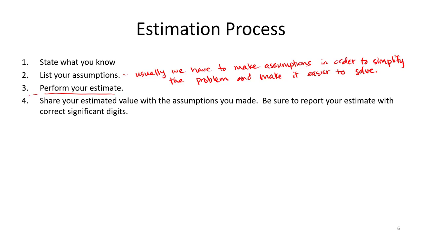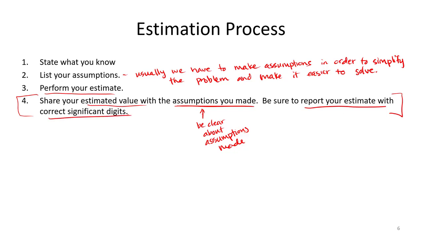And then notice this last point. I think this last one is especially important. We have to make sure that we communicate our final result clearly. So when you share that estimated value, you want to be clear about the assumptions you made. And you also want to report your estimate with the correct significant digits.